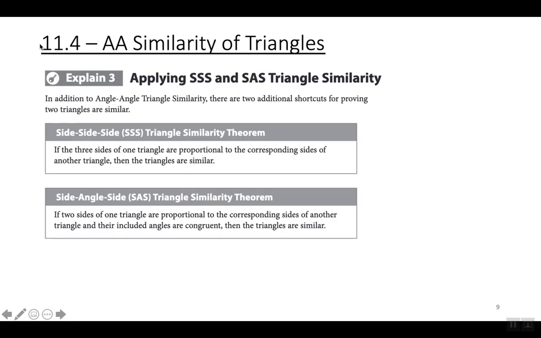All right, guys. Now there are two other triangle similarity theorems that we have to go over. The first one is the side-side-side triangle similarity theorem. If the three sides of one triangle are proportional to the corresponding sides of another triangle, then the triangles are similar. And the other one is the side-angle-side triangle similarity theorem. If two sides of one triangle are proportional to the corresponding sides of another triangle and their included angles are congruent, then the triangles are similar.